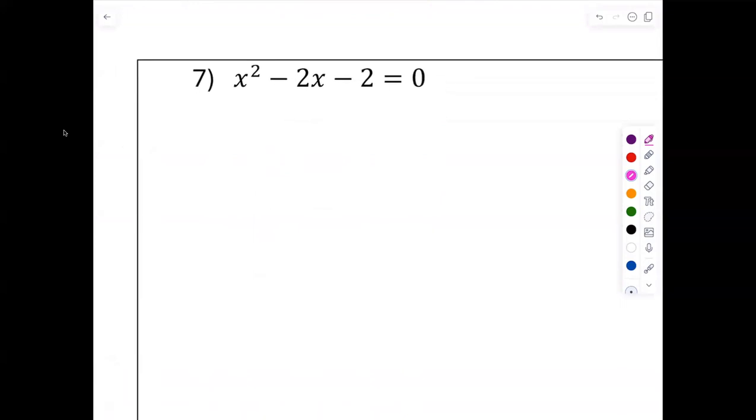All right, here we go. Let me put it on pause. Let me give you a minute. Let's see how far you get before you make a mistake. All right, everybody should have moved what? So x squared minus 2x equals what? 2.